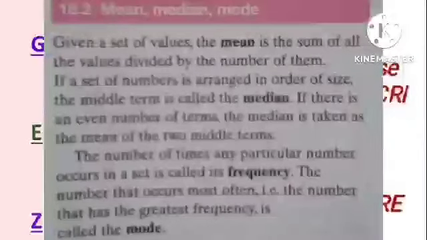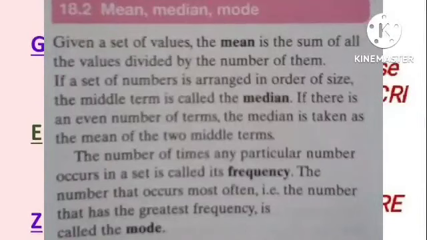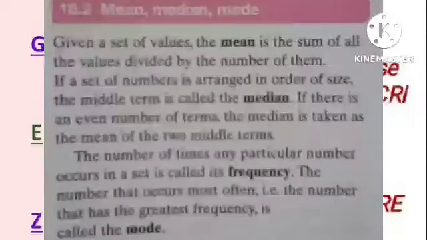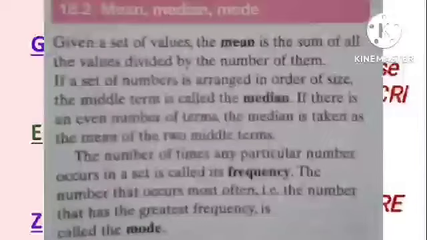Then next we have frequency. The number of times any particular number occurs in a set is called its frequency. And the number that occurs most often is the number that has the greatest frequency, which is called the mode.